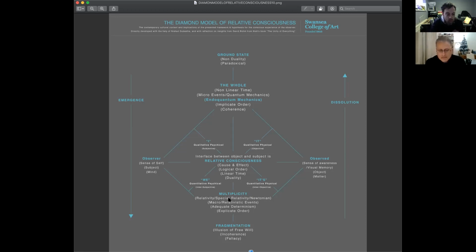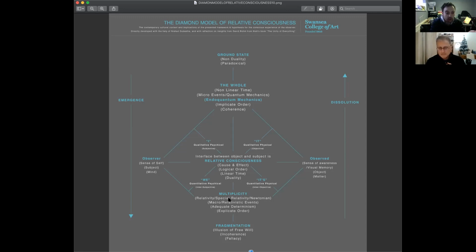So, which part would you explain next after multiplicity? Okay. Logically, I would normally explain the whole next. Because what I would say is that this relative world of multiplicity is not everything. There is a deeper realm, a more holistic realm, where things are connected in a way they're not at the level of multiplicity. And in some sense, multiplicity is a manifestation or an emergence from out of that underlying whole. Yeah. Brilliant.